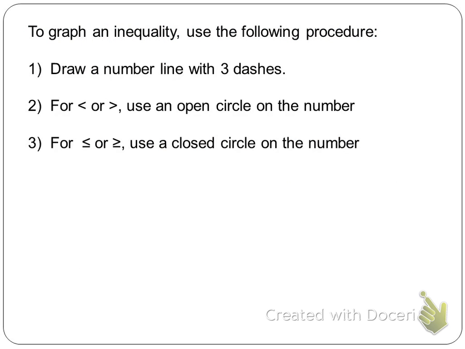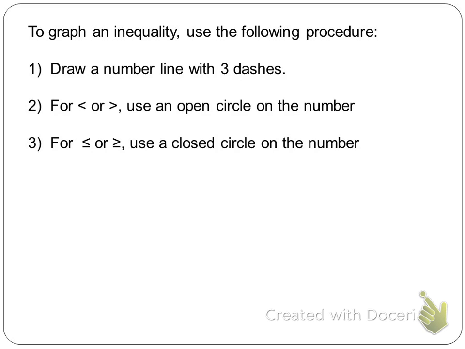All right. Next page. So this says to graph an inequality, use the following procedure. Draw a line graph with 3 dashes. For less than or greater than, use an open circle on the number. For less than or equal to, greater than or equal to, use a closed circle on the number. So an open circle means that number is not included. So similar to the 3 idea from the last example, 3 is not a solution. So we would not color in the circle on the 3. It would be an open circle.